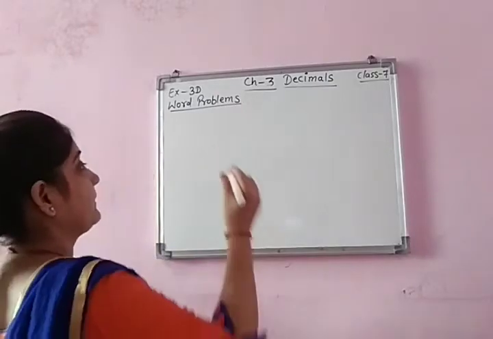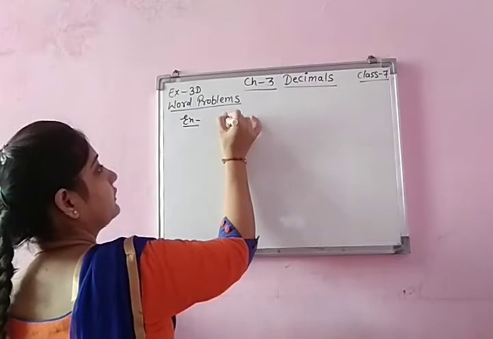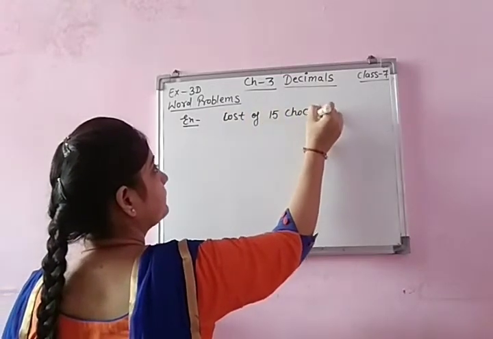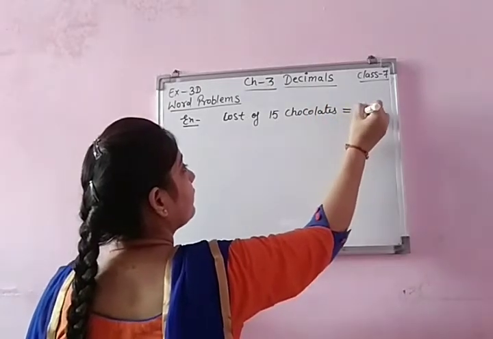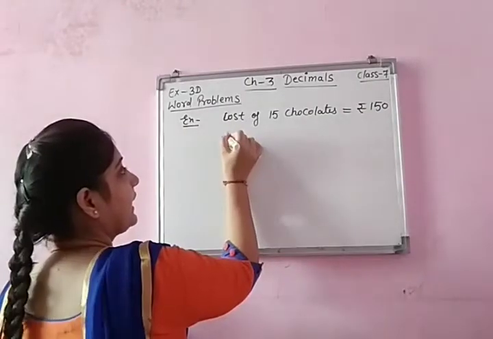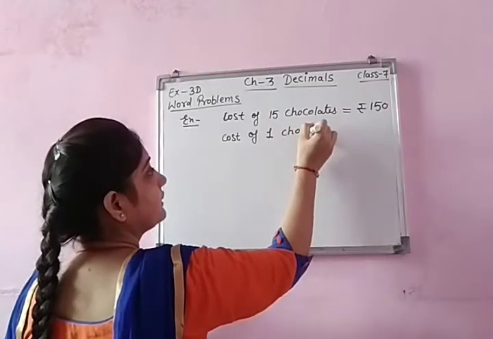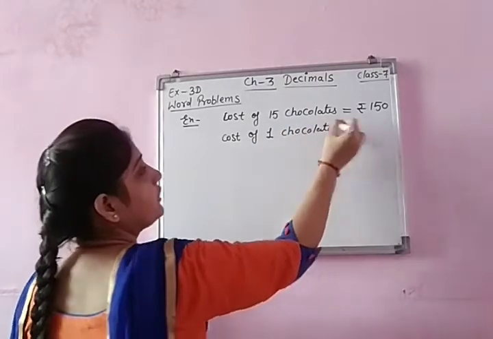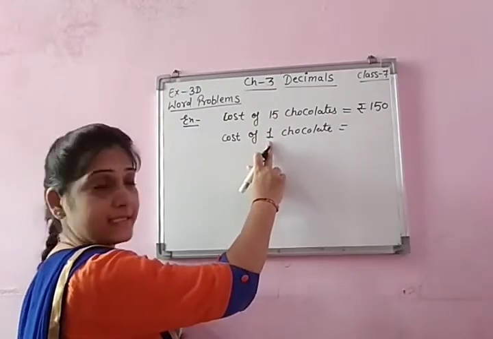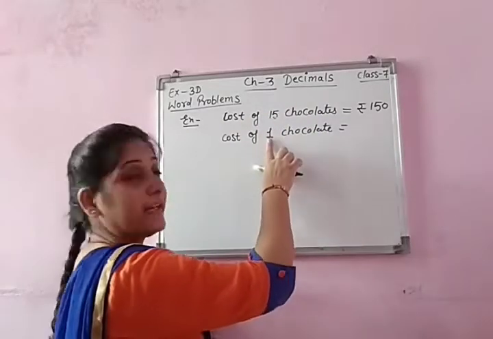Okay, be focused. Children, one example is this. I know that the cost of 15 chocolates is rupees 150, and I want to find the cost of one chocolate. Am I clear? So if the cost of more is given, you want to find the cost of less. 1 is less than 15. We are finding for less.